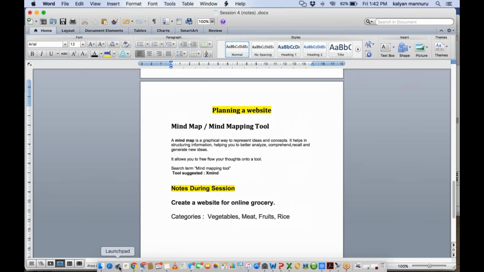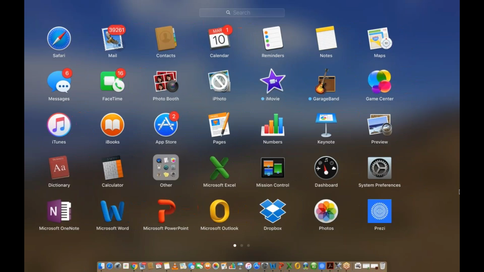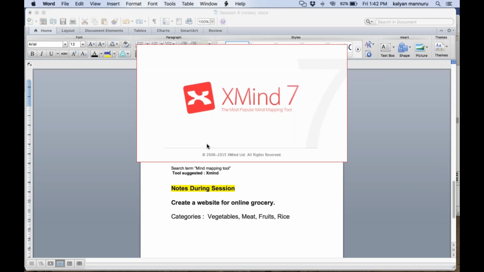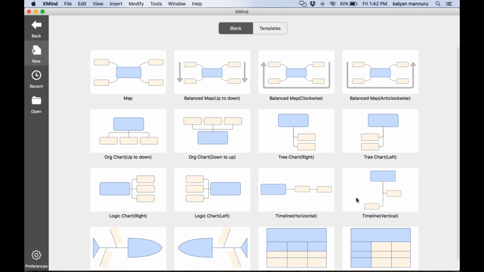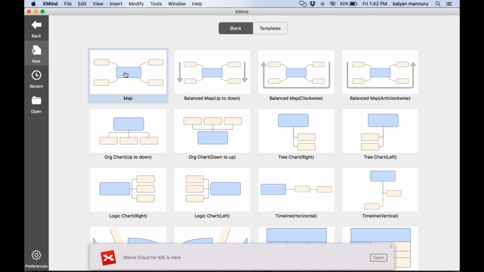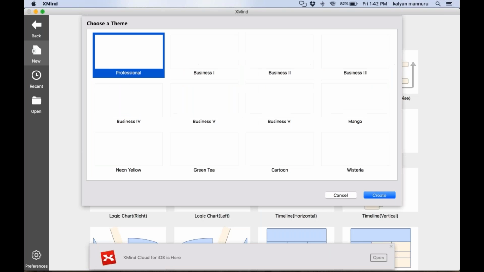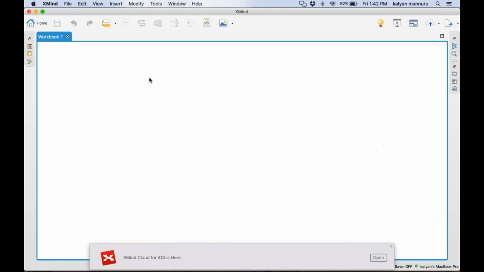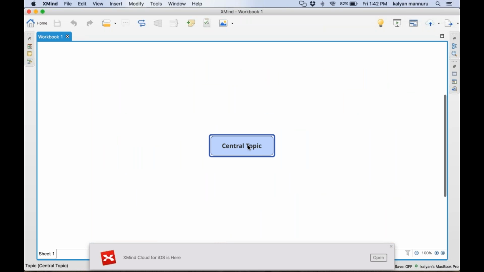So I already have it with me. I've downloaded it. Here it is. This is called Xmind. I'm opening it up, and then I'm going to show you how to plan the website. You can also use a simple Excel sheet to plan your website, anything at your comfort. But this is just a suggestion from us. So I am selecting the basic map, not too complicated.